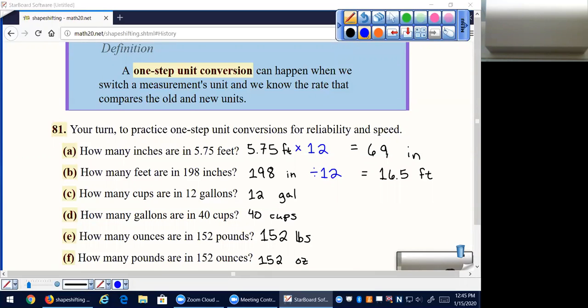Let's start with just the numbers for a couple of these. How many cups are in a gallon? Don't tell me times or divide. Just what's the number part going to be for you? Remember that picture we just looked at? 16. Yeah. And then how many ounces are in a pound? 16. Also 16 ounces. So all of these are going to be 16s.